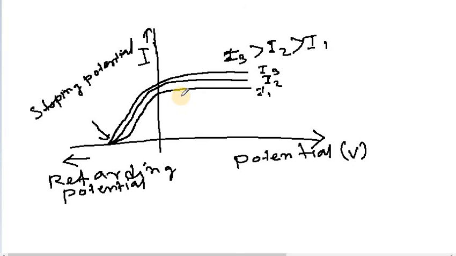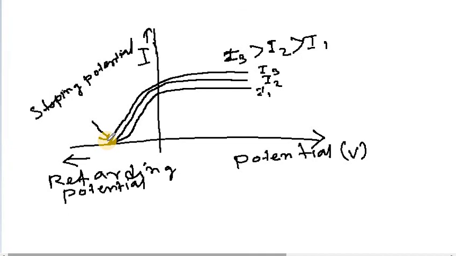After that, if we increase the value of the potential, the photocurrent remains the same. Next we increased the intensity of the light, and in that case we observe that the stopping potential is the same. Now what is stopping potential? The stopping potential is the negative potential of the A plate at which the photocurrent becomes zero.